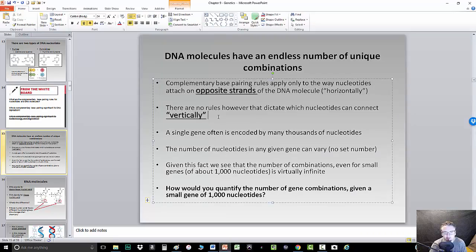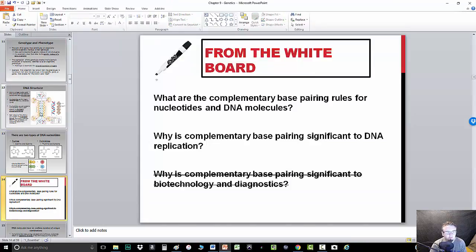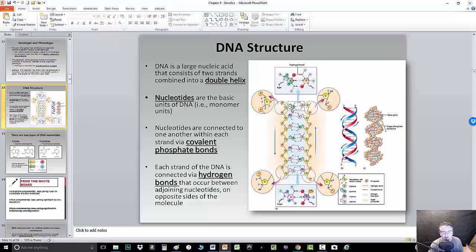So how does that work with only 4? 4 doesn't seem like enough. And the reason is because the way the DNA sequences are arranged actually occurs vertically on the DNA strand, going up and down like this. So we don't encode information horizontally, we encode it vertically.